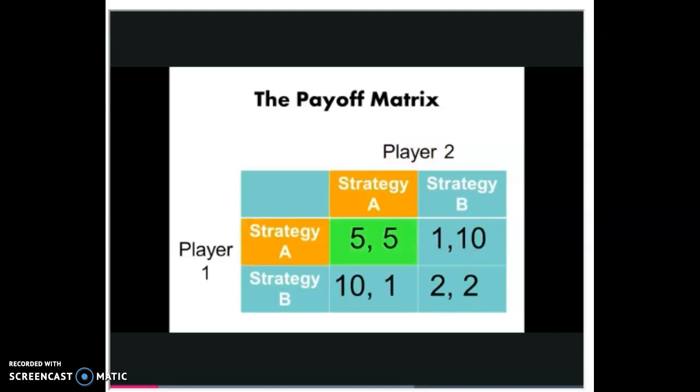The set of payoffs received depends on the strategies chosen by each player. If both players choose strategy A, the payoffs are in the upper left box of numbers. If player 1 chooses strategy A and player 2 chooses strategy B, the payoffs are in the upper right box of numbers. If player 1 chooses strategy B and player 2 chooses strategy A, the payoffs are in the lower left box of numbers. And if both players choose strategy B, the payoffs are in the lower right box.